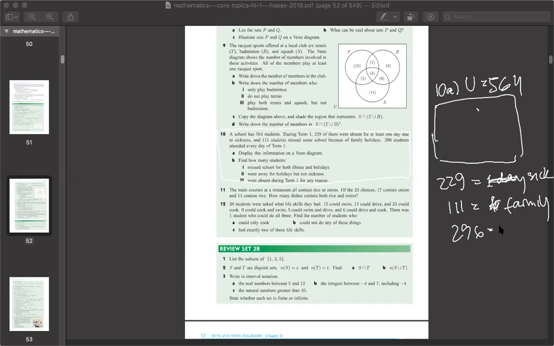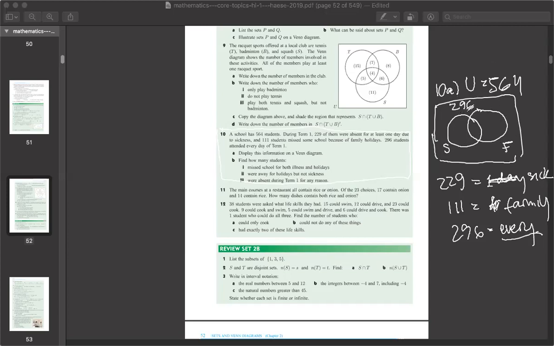Let's just call this every day. So showing that one person is sick and another has some holidays, I presume the Venn diagram would look something like this. This is sick, this is family, and the rest of it tends to every day.